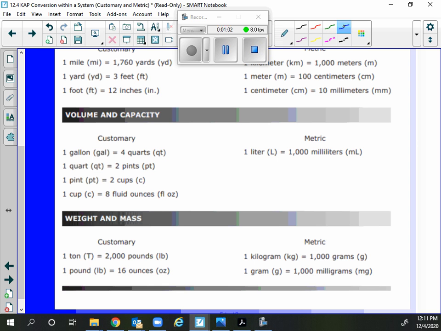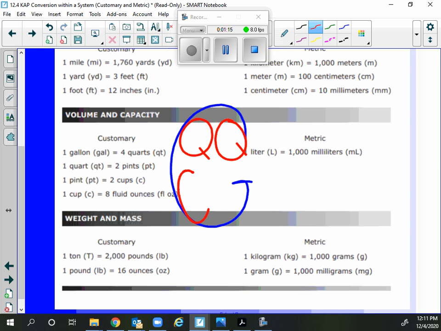So this is how Mr. C remembers. I know that the gallon is the biggest, so I draw a big G. Then inside of it, I put 4 letter Q's for quarts. So there's 4 quarts in 1 gallon. Then inside of the quarts, I put 2 letter P's for pints. I do one upside down just so I have more space. There's 2 green pints inside of a quart.